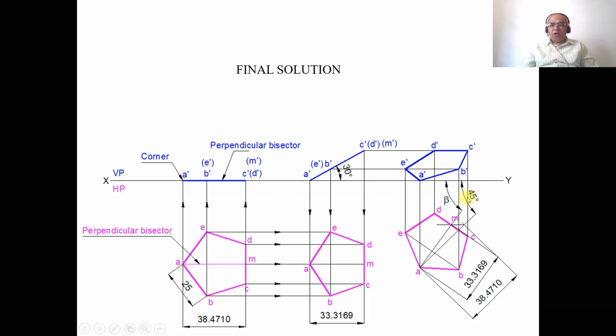Mark the dimensions: 45 degrees, here beta, and this is 30, and this is 25. And these dimensions, whatever we have shown here, are only for reference. So this is how you will be able to analyze and solve this problem by using the sketchbook. Thank you.